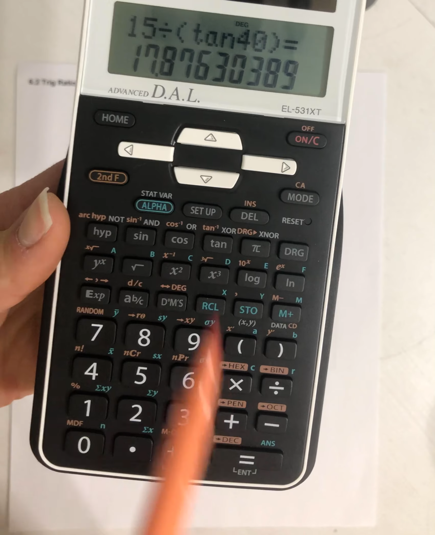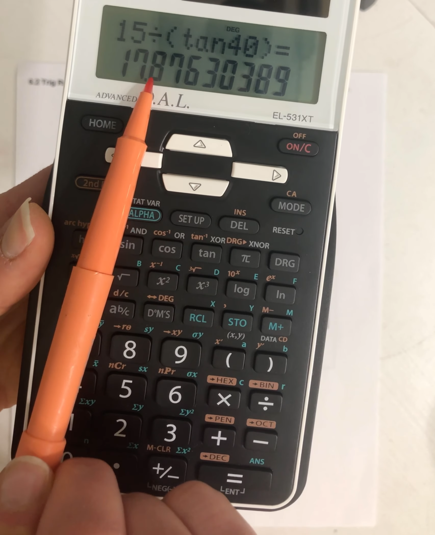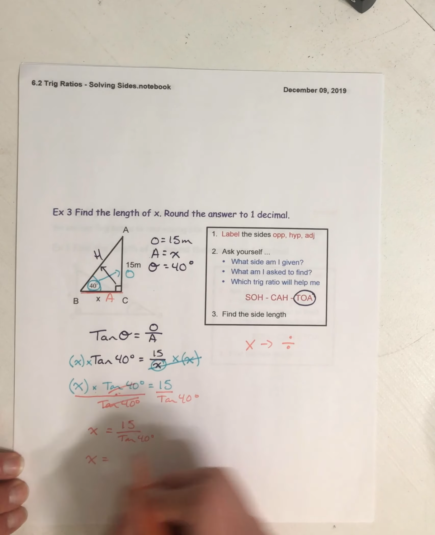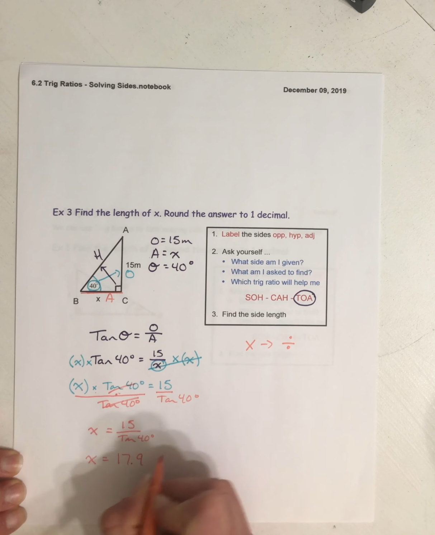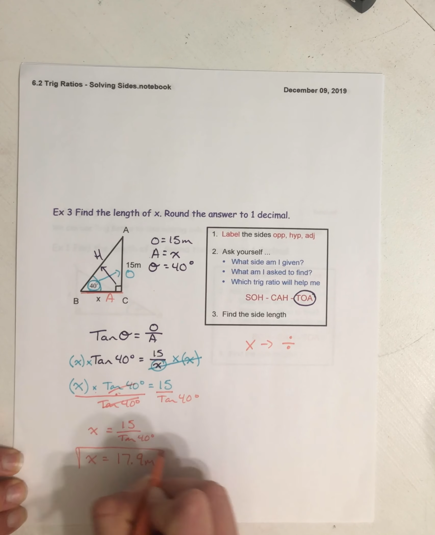And it wants us to one decimal spot, so I'm going to take a look at this number. Take a look to the right of it, it's a 7, so I'm going to round that up because it's above 5. So my x is equal to 17.9. And then I need to take a look, and it's meters, and then I'm going to box it.